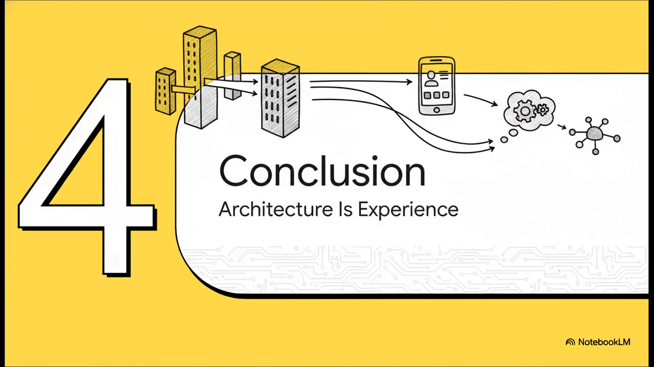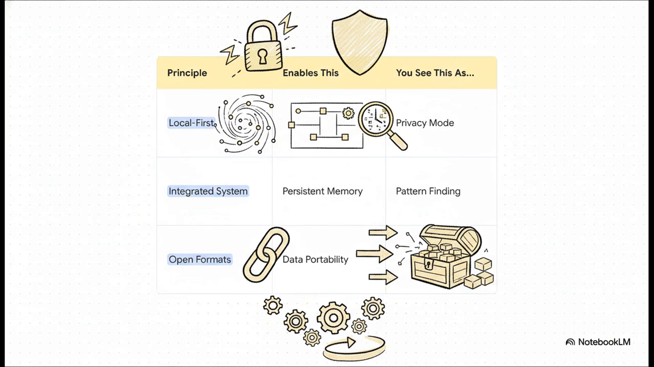Okay, so let's bring this all home. We've talked about these three architectural principles, but they aren't just abstract ideas for us nerds. They directly shape the experience and the very features you use every single day. You can draw a direct line from each of these principles to the features you already use. That local-first design enables complete data control, which you see in action every time you use privacy mode. The integrated system creates the longitudinal intelligence that powers Rebel's ability to find patterns over time. And that commitment to open formats delivers true data portability, freeing you from vendor lock-in.